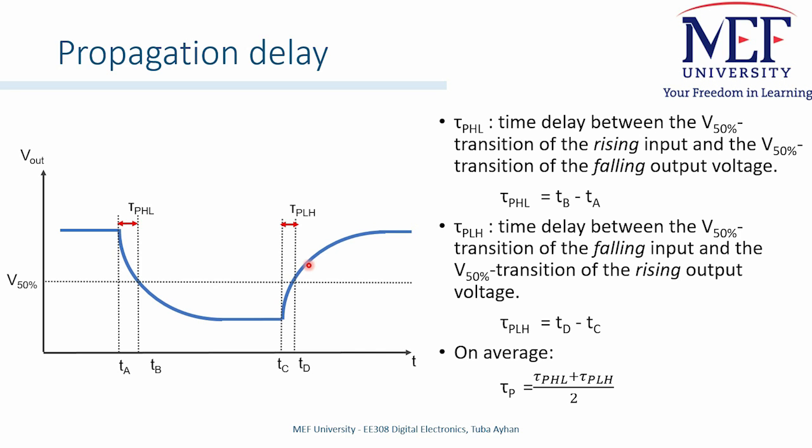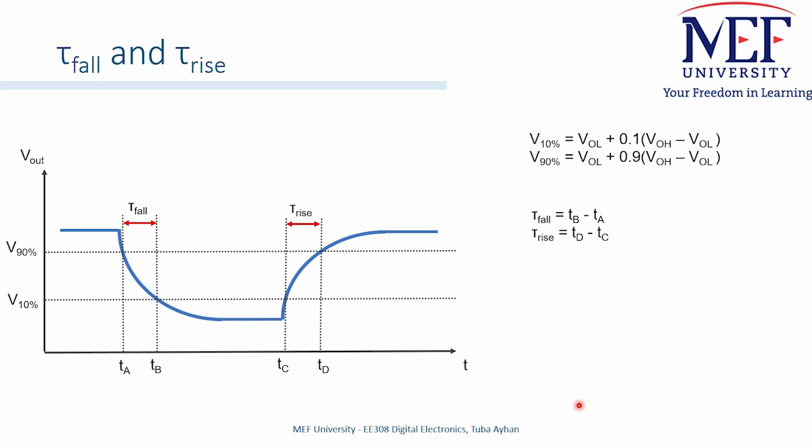Propagation delay is the average of TPHL and TPLH. The other two delay definitions are rise time and fall time. Fall time is the time that passes between 90% and 10% of the falling edge, and rise time is the rising edge equivalent.